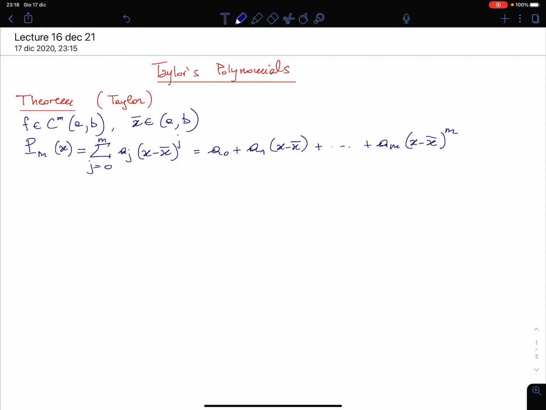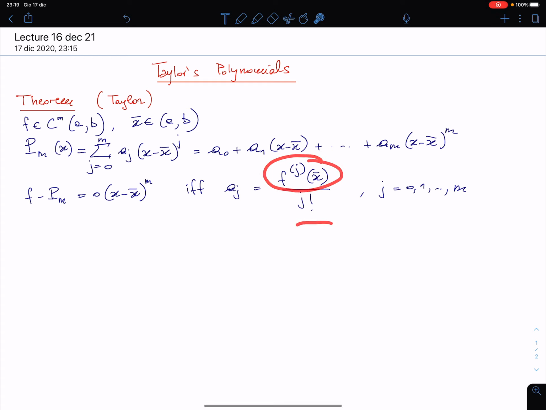Okay. Now the distance between the function f and the polynomial pm is little o of (x minus x bar) to the m power if and only if aj is equal to the jth derivative of f computed at x bar divided by j factorial, for every j equal to 0, 1, up to m. Of course, for j equal to 0, here you have the function divided by 1. 0 factorial is 1. And now, let us prove it.